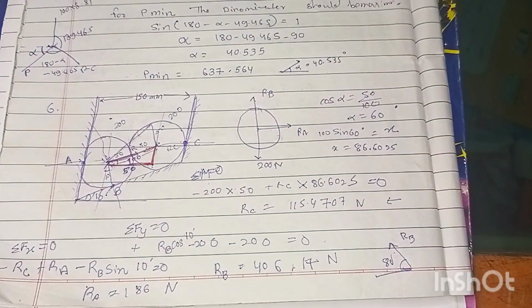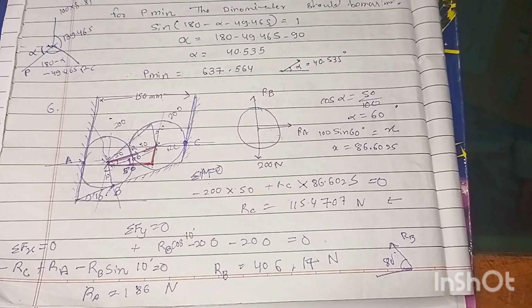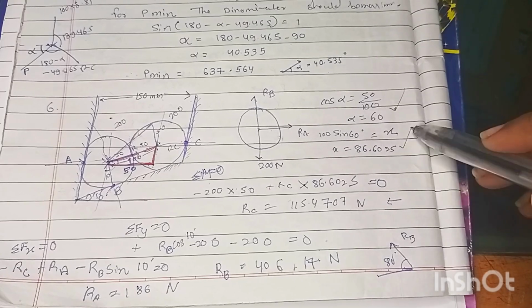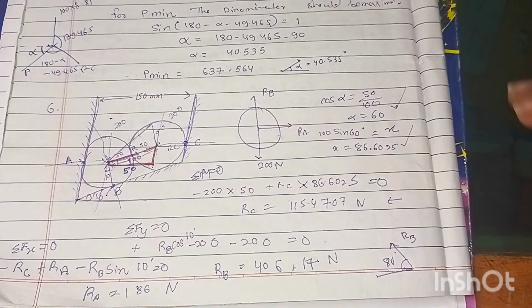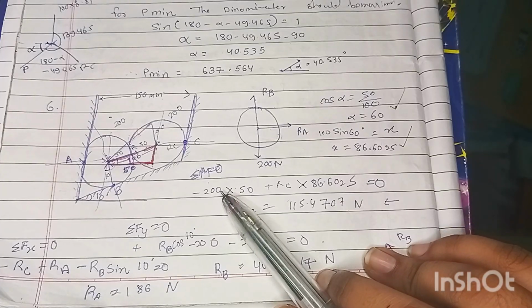And here I am using the simple moment and summation of Fx and summation of Fy rule. You can use Lami's theorem, but I will go for this method because it will be easy for you. First of all, I have found this angle, which is 60, and then the length of this is 86.6025.